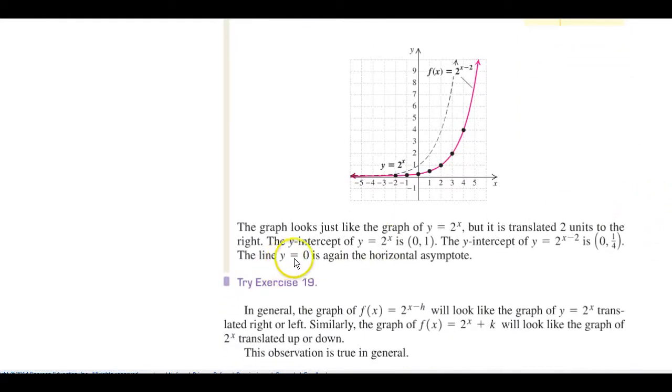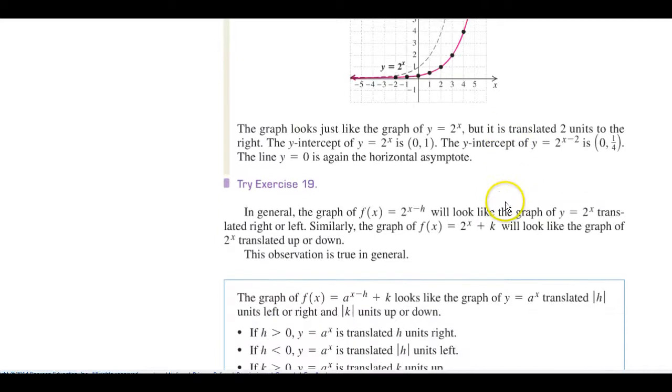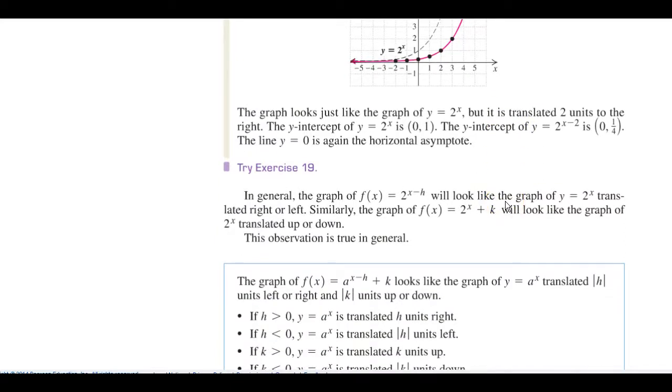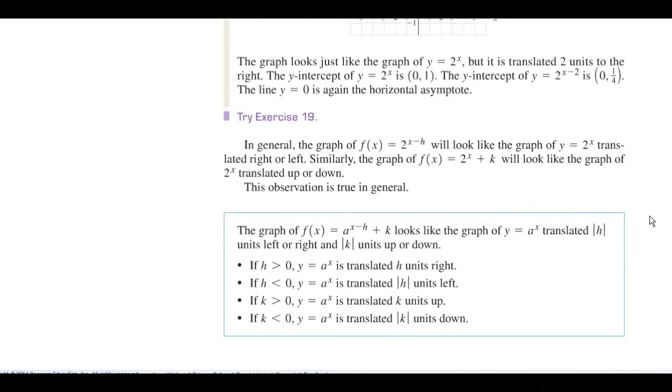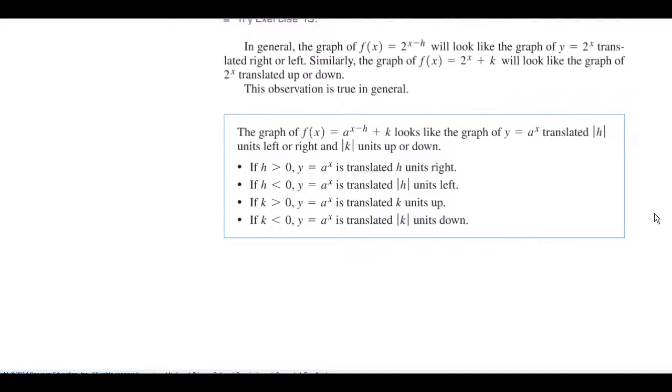Again, y equals 0, or our x-axis, is the asymptote. Now, they're giving us a little formula here that it's 2 to the x minus h. If it's a minus 2, that is, we're going to shift it to the right, opposite sign of this. Okay? Now they give you a little summary chart here that may be useful.